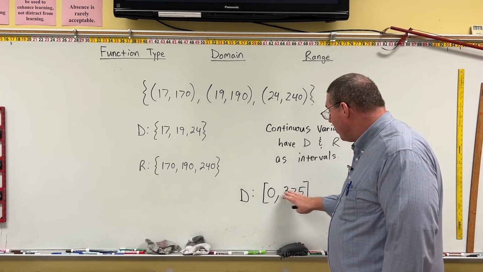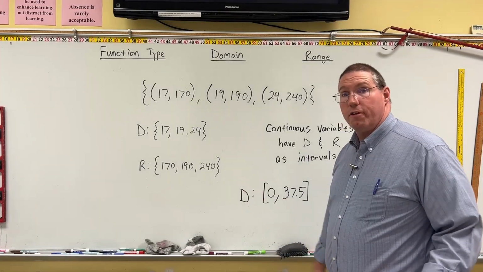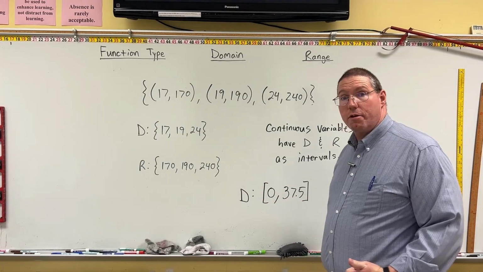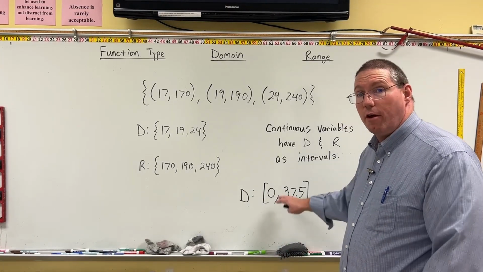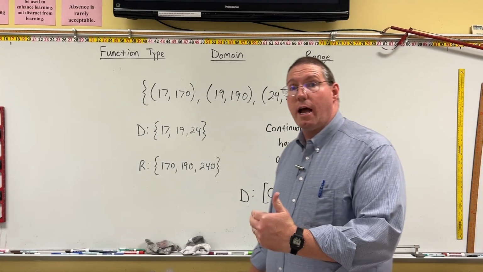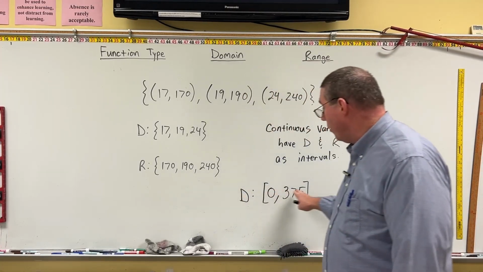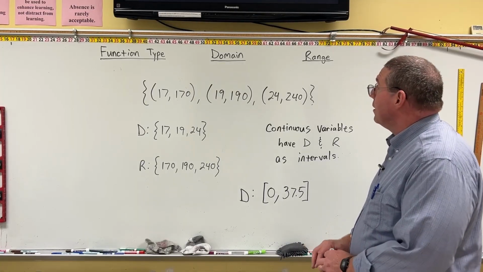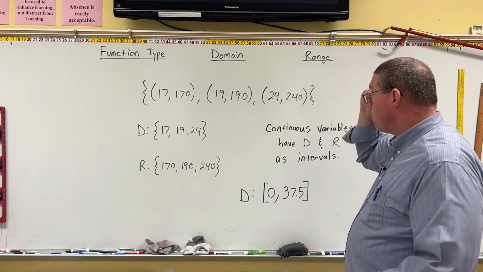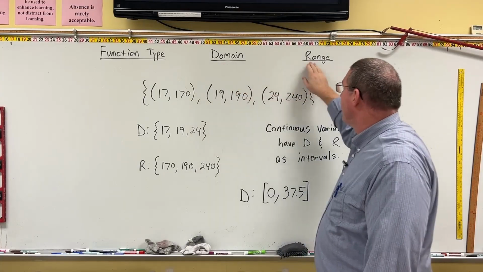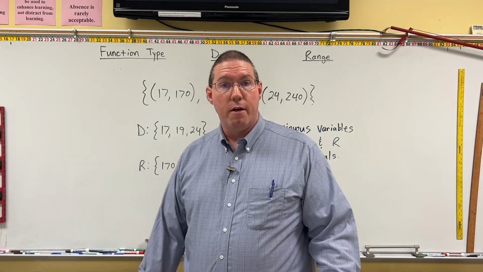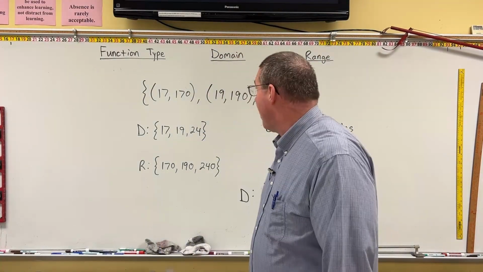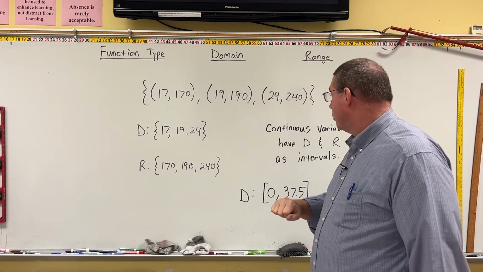And any number that is on this interval is a part of the domain. Like 5 is on this interval. 5.7 is on this interval. 5.79286 is on this interval. Okay? And so that's what we're going to do today in lesson 7, is we're going to identify the domain and range of continuous functions rather than discrete functions.